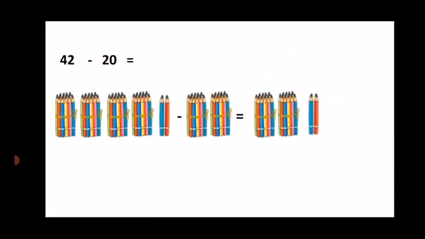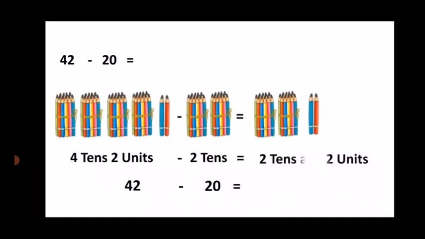Now the next one is, the numbers are same, but what we have to do, we have to subtract here. So 42 minus 20. So the same you can see here, 4 bundles of pencils, so 4 tens, 2 units, you can see here 2 pencils, so we'll write 2 units, that means 42 minus 2 bundles of pencils, that means 2 tens, that means 20, is equal to 2 tens, 2 units, that means 22. So when we subtract 42 minus 20, we got the answer 22.